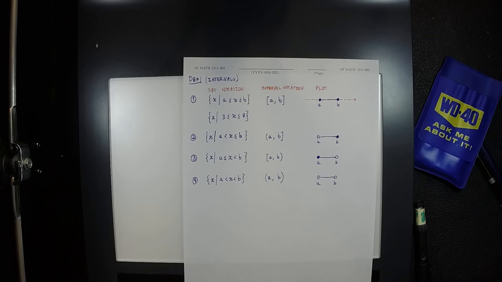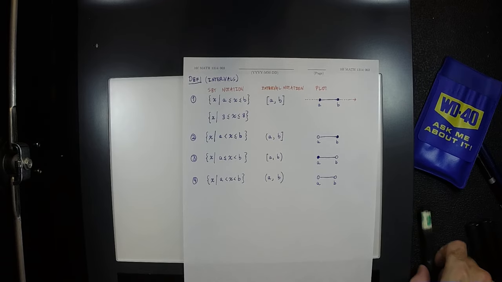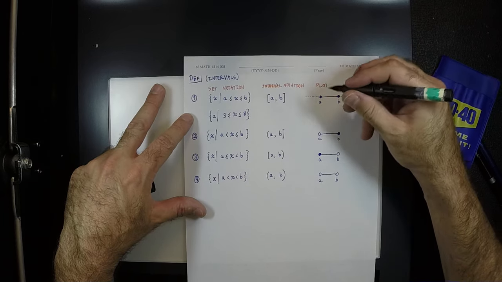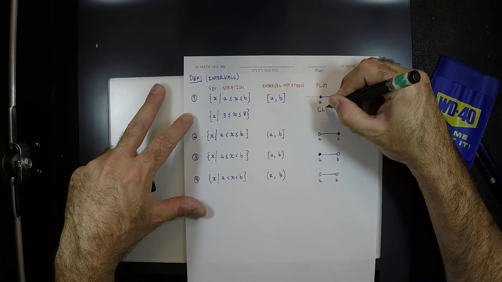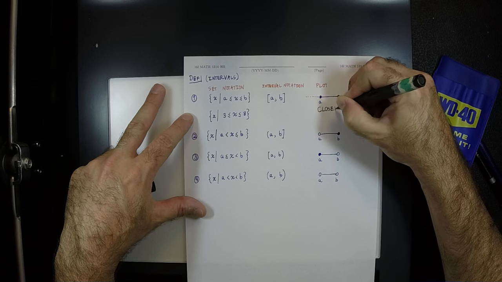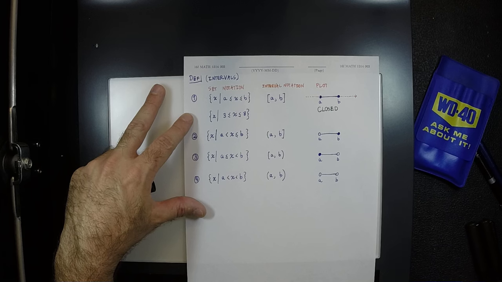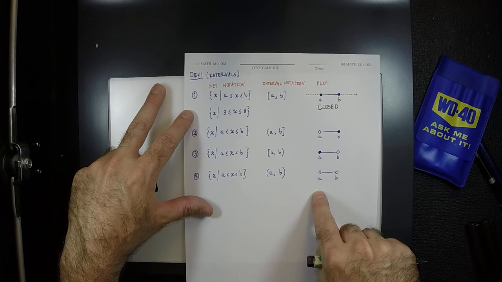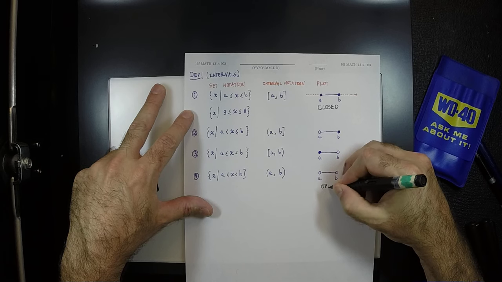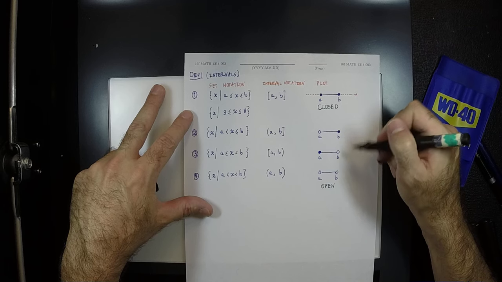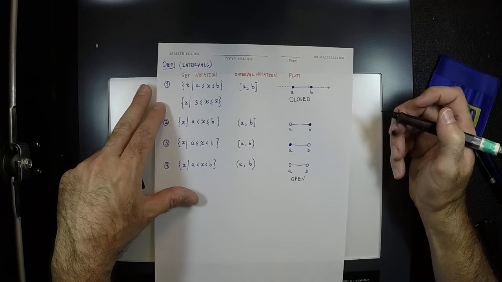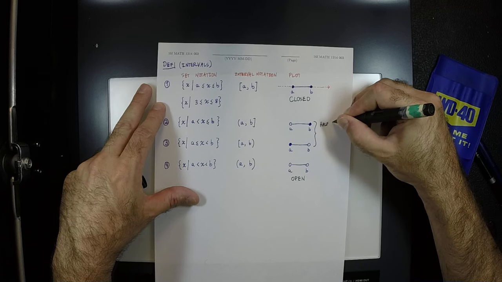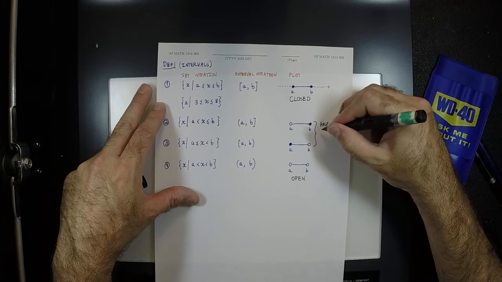Okay. So now, there's a little bit of language that goes with these. An interval where both ends are present, this kind is said to be closed. This kind where neither endpoint is present, what do you suspect this one is called? Open. And what about in these cases where it's one and one? Yeah, they're called half open or half closed.